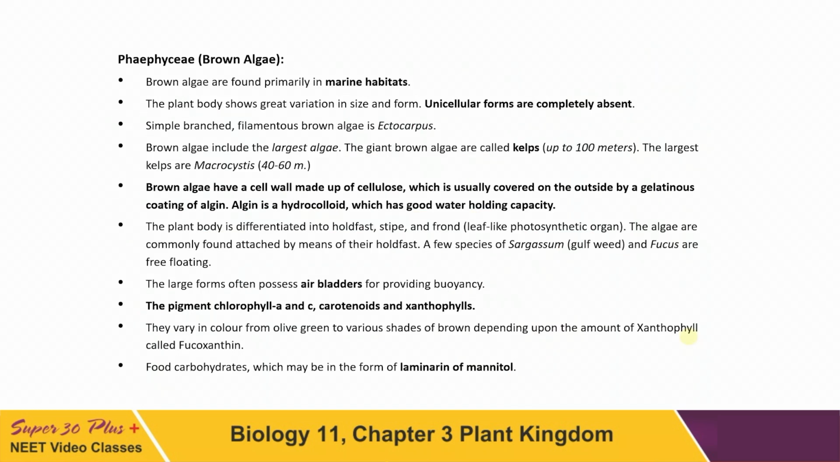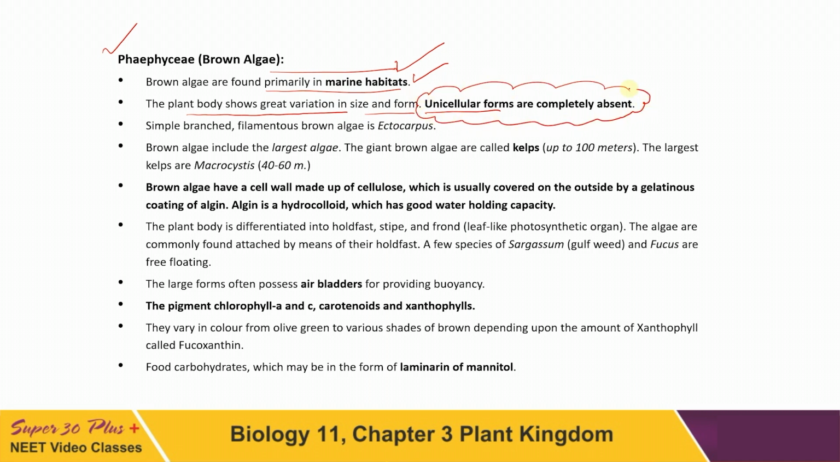Right? Come to the next now, that is brown algae. Very important statement: they are found in marine habitat. You have to remember, brown algae are not found in fresh water. Green algae were found mostly in fresh water, but may be marine also. Phaeophytes are found only in marine habitat. The plant body shows great variation in size and form. Unicellular forms are there in green algae, but in brown algae, unicellular forms are completely absent.